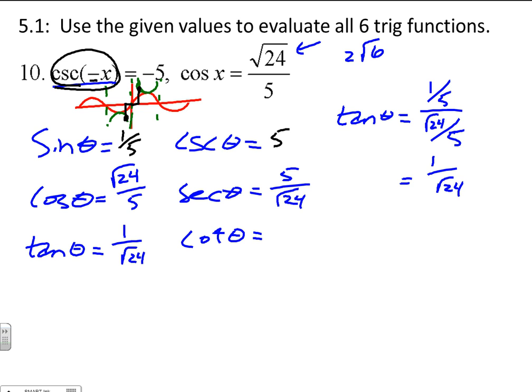Isn't that easy? And that makes cotangent square root of 24. Again, all of those could be reduced to 2. All of those root 24s could be reduced to 2 root 6. And you may feel compelled to rationalize the denominator. I'll leave that to the viewer.